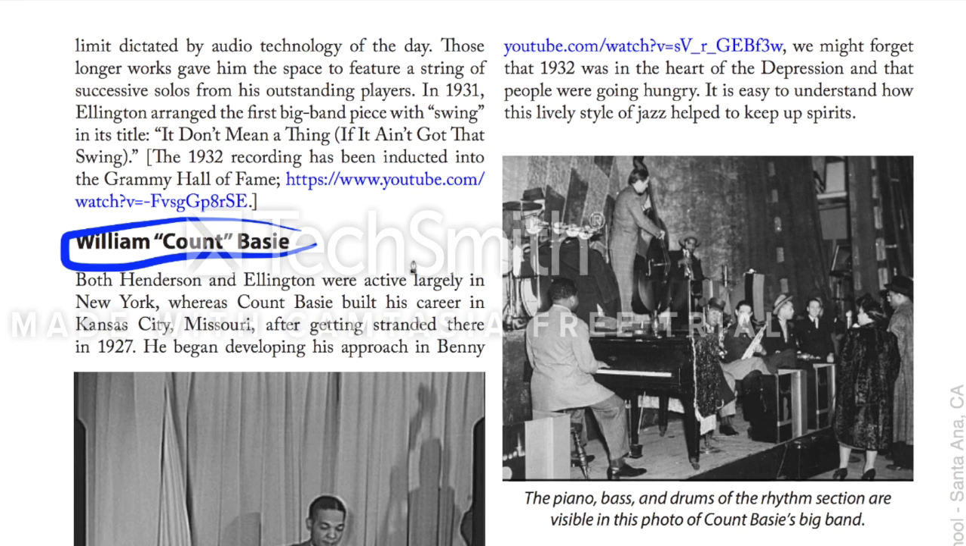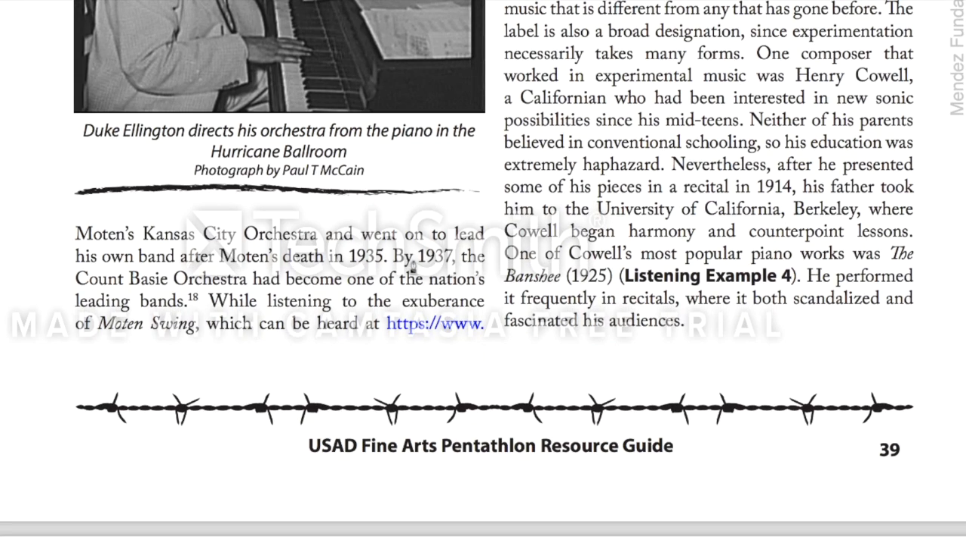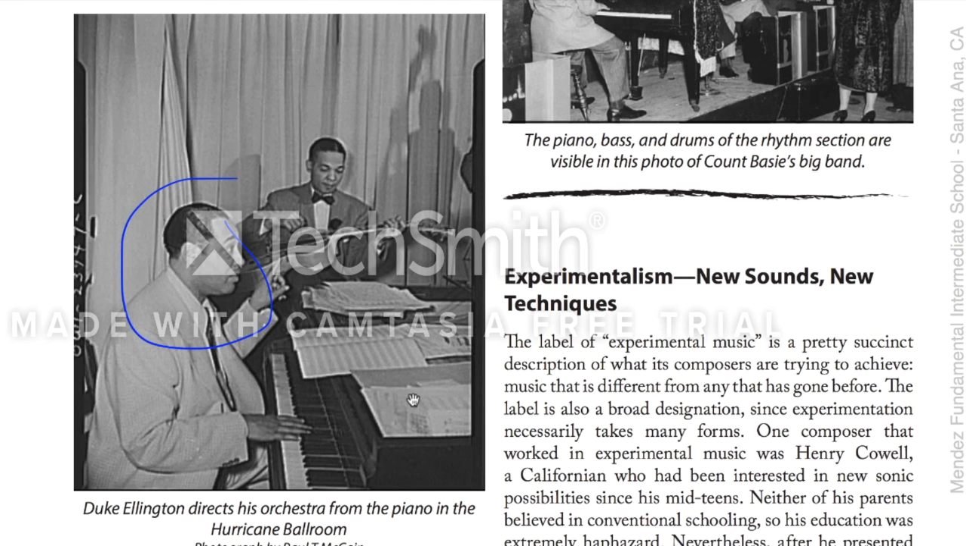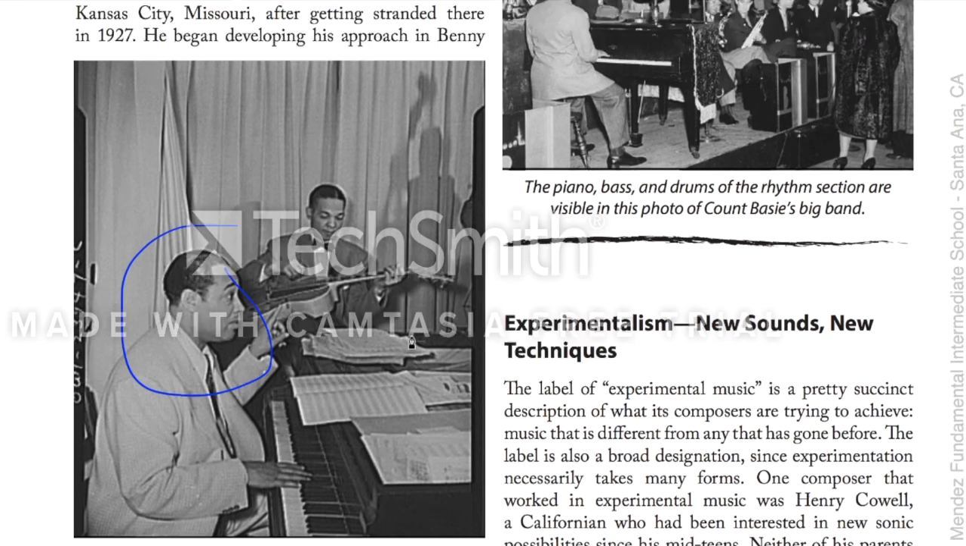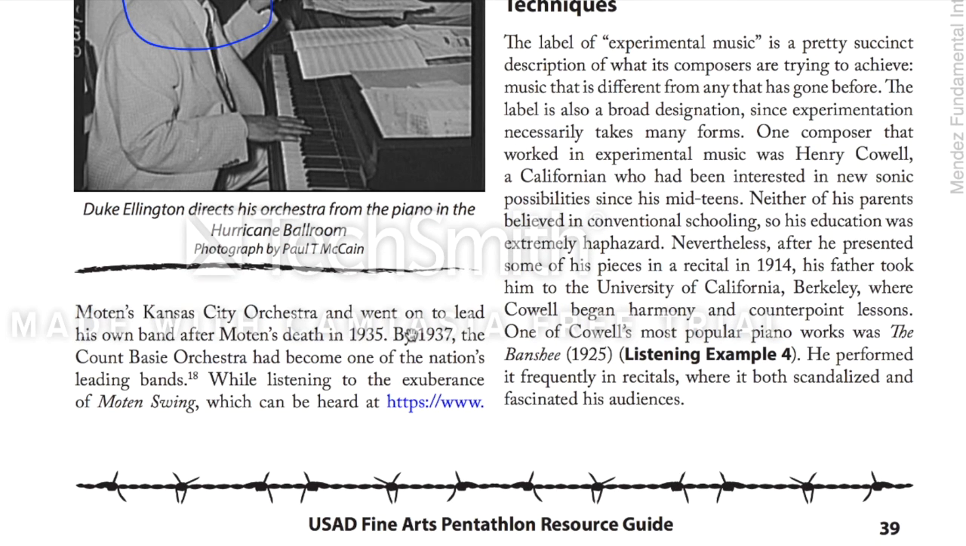Both Henderson and Ellington were active largely in New York, whereas Count Basie built his career in Kansas City, Missouri after getting stranded there in 1927. Interesting. He began developing his approach in Bennie Moten's Kansas City Orchestra and went on to lead his own band after Moten's death in 1935. By 1937, the Count Basie Orchestra had become one of the nation's leading bands.